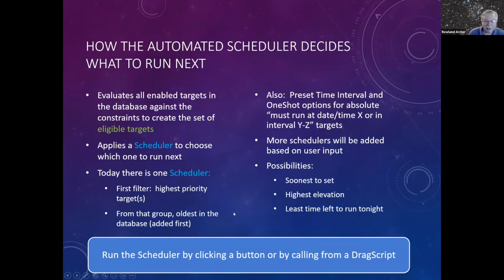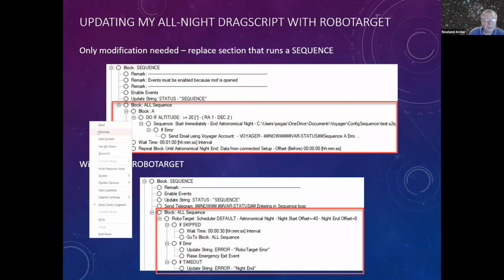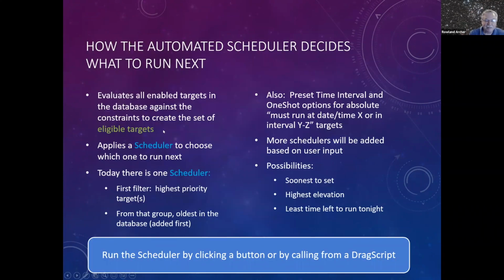So that's nice. I've got a database full of targets, but how does the scheduler choose what to run? And the way it works is it'll go through all the targets in your database and it'll look at the constraints that you've set, and that will create a set of eligible targets. So these are the targets that could be run at this particular point in time because they meet the constraints.